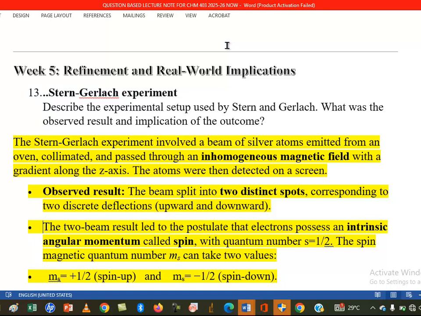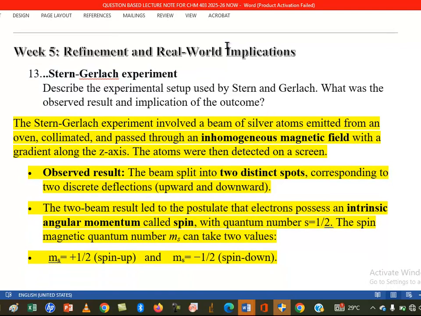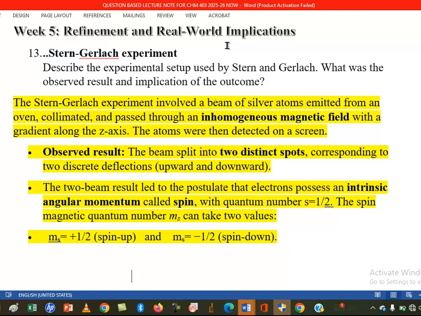Now the 2-beam results led to the postulate that electrons possess an intrinsic angular momentum called spin, with quantum number s equal to half, and another one, of course, we now know, minus half. So the ms plus half is a spin up, while the ms minus half is a spin down. So that's how to answer that question.